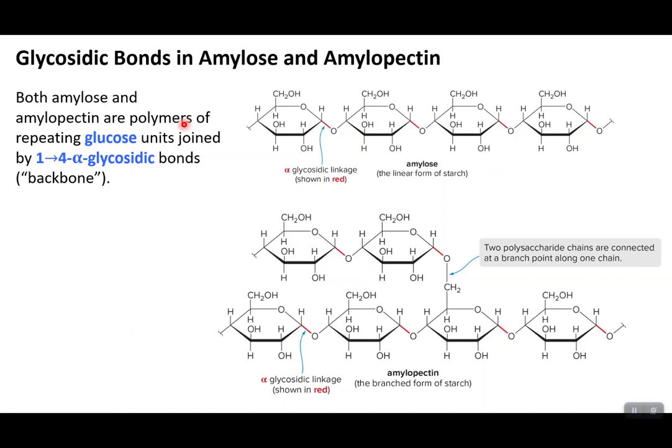So what we'll see is that they are polymers, meaning they are long chains of repeating glucose units. So each one of these monosaccharides is a glucose monosaccharide. They are going to be joined by specifically a 1,4-alpha glycosidic bond. And sometimes we call this the backbone, because in amylose, that bonding pattern is going to exist just as a linear chain. That's in contrast with amylopectin, where we're going to have that same backbone, meaning we still have repeating glucose units bonded by a 1,4-alpha glycosidic bond.